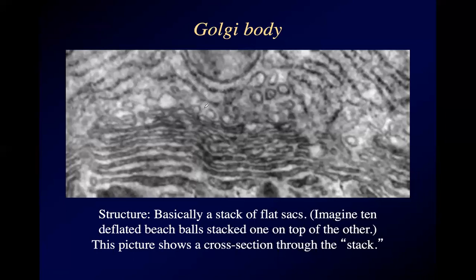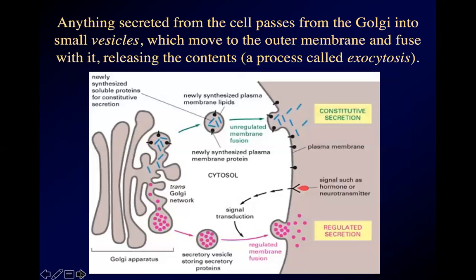And what you're looking at there is just a cross section through the stack. Right, and each one of these, like this thing right there, that's one of these flat sacks of membrane, one of these flattened beach balls. Okay, anything that's secreted from the cell passes from the Golgi into these little bubbles called vesicles, which bud off of one side of the Golgi, move to the outer membrane of the cell, and fuse with it, releasing the contents. And we call this exocytosis, by the way.